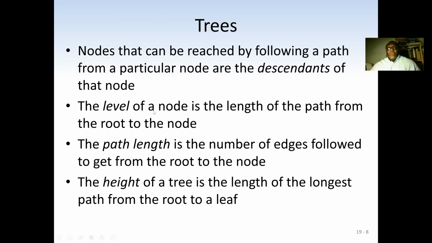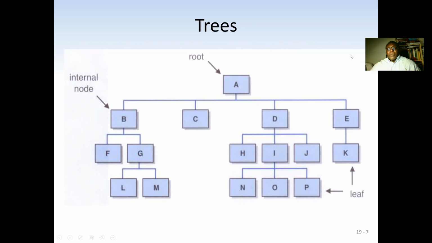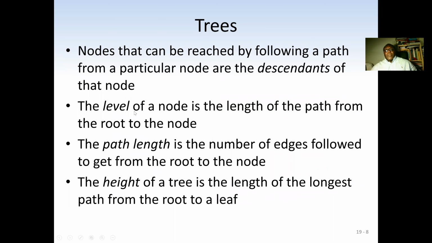So nodes can also be reached by following the path, as we said earlier. Let's say I'm moving from D to O. So my path will be from D. There's an edge between D and I, so I'll go through I, and there's an edge between I and O, so I'll go. So from D to O, the path will be D, I, O. And that's what we mean by the path.